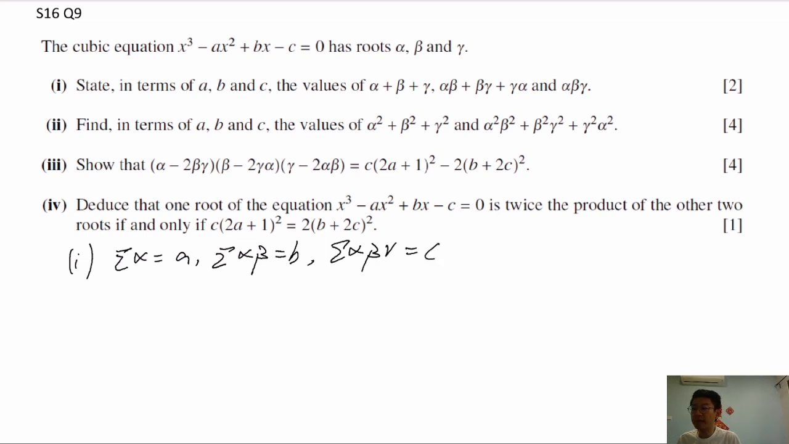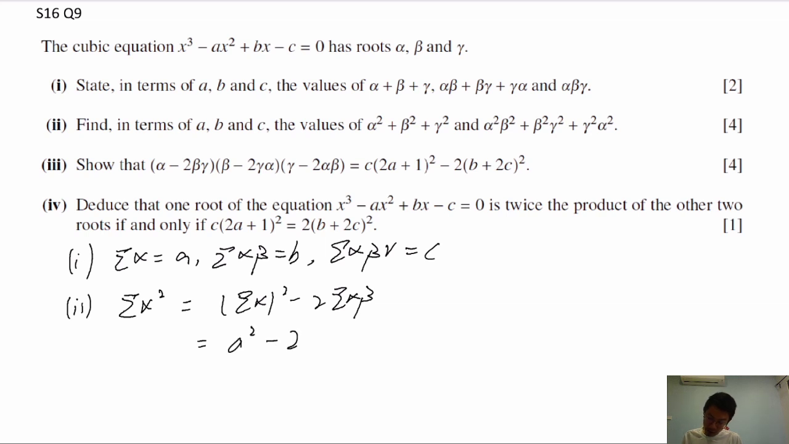It's very simple, and next one, find in terms of A, B, and C the sum of squares of the roots, so we have the alpha squared, beta squared, and so on. For this part 2, the first one is easy. The first one is actually our summation of the alpha squared. We have done this many times already, so we should be able to do this. So sum of alpha squared here is a squared minus 2b. This is very simple.